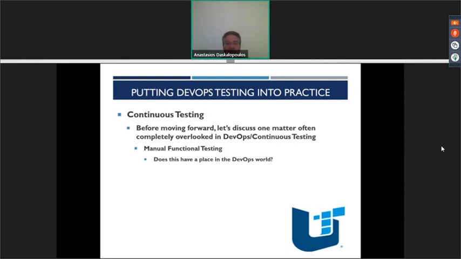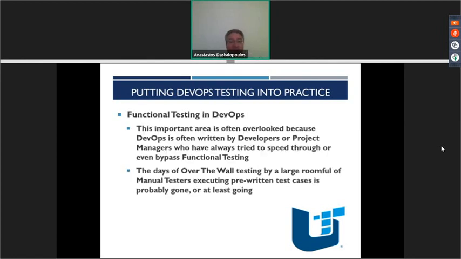And yes, before we move forward, Anna talked about this again. We can discuss one matter often overlooked in DevOps continuous testing and often in test automation, and that is the importance of manual functional testing. We can ask ourselves, does this have a place in the DevOps world? And I say yes. This area is often overlooked because DevOps is written, that I found, by developers or project managers who always tried to speed through or even bypass functional testing.